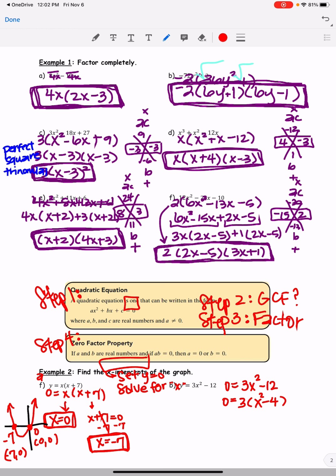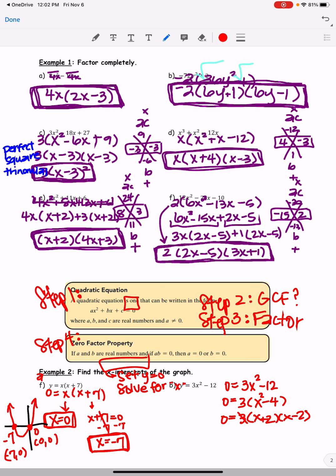So we've got a difference of squares. So I've got 0 equals 3 times the square root of x squared is x. The square root of 4 is 2. And then you need 1 plus and 1 minus. Now we got to take it one more step. And step 4, we've got to solve it.